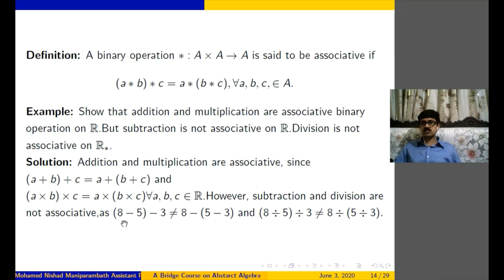8 minus 5 minus 3. 8 minus 5 is equal to 3, and 3 minus 3 is equal to 0. On the other side, 5 minus 3 is equal to 2, and 8 minus 2 is equal to 6. 0 is not equal to 6. It is understood. Similarly, (8 by 5) by 3 is not equal to 8 by (5 by 3). Now both are different, so we can say that they are not associative.